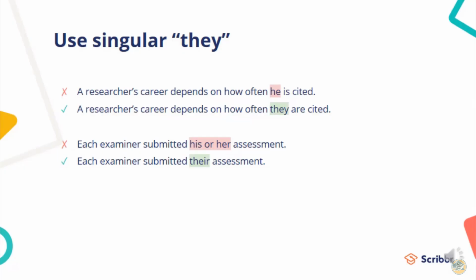The singular they or their is endorsed as a gender-neutral pronoun. Avoid using he or she to refer to people of unspecified gender. As an example, a researcher's career depends on how often they are cited. Each examiner submitted their assessment.